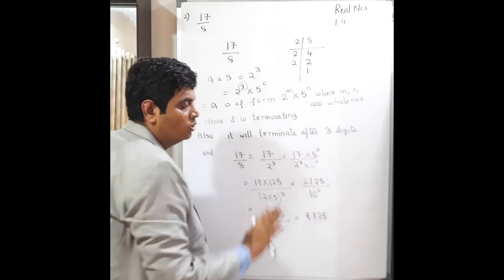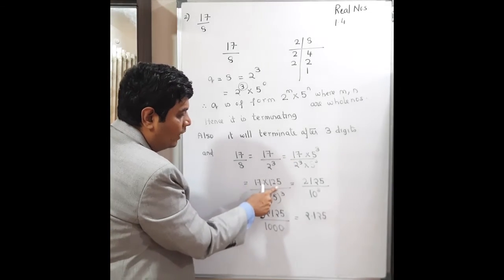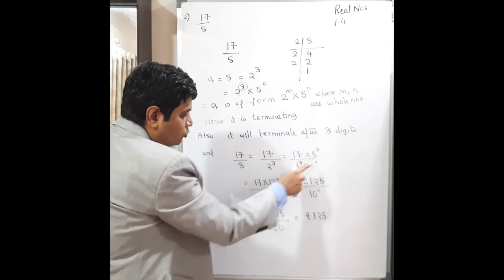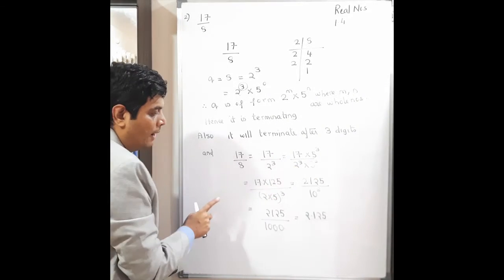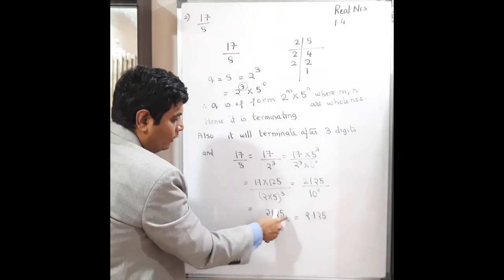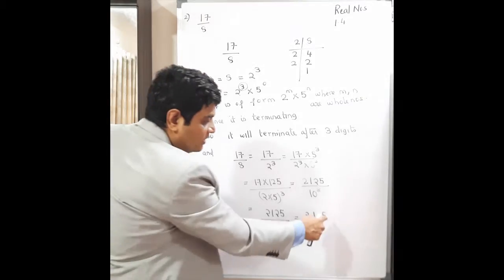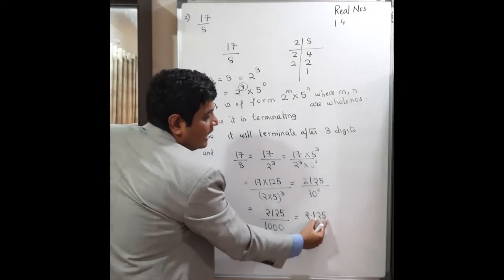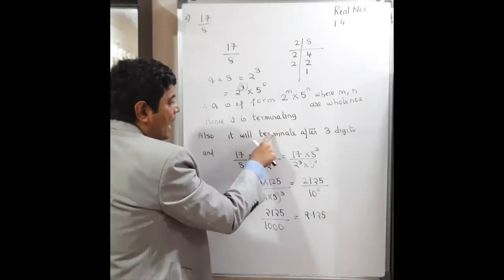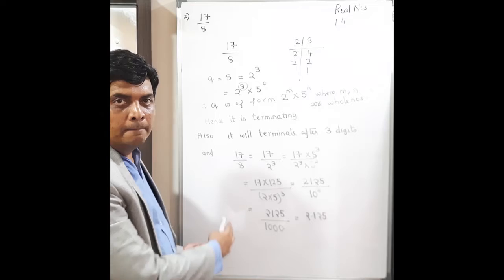Denominator, numerator also I will have to multiply by 5 raised to 3. So it will become 17 into 125, and this is a raised to m into b raised to m, so it becomes a into b raised to m. So this becomes 2125 upon 10 raised to 3, 2125 upon 1000, answer is 2.125. See, it is terminating, and it is terminating after 3 digits. So this also is correct. It is terminating and it will terminate after 3 digits. That is also correct. Please note down this.